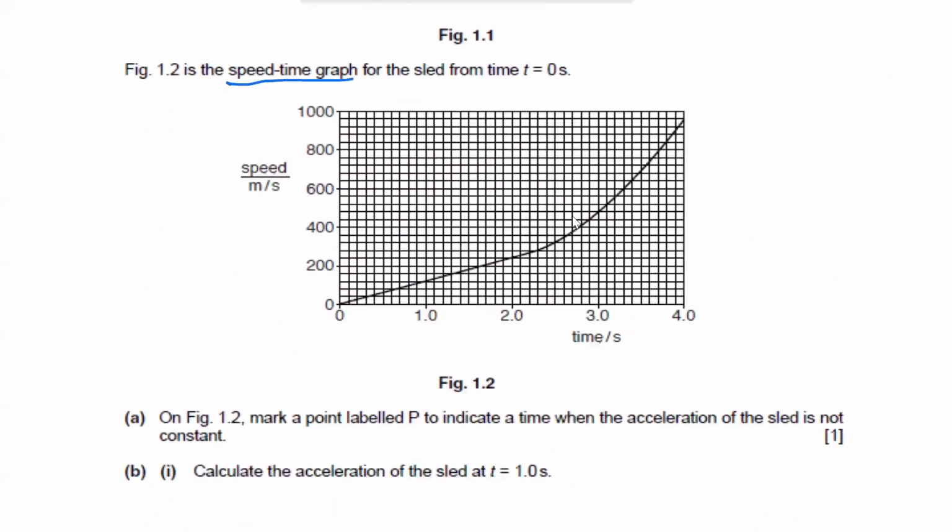This is a speed-time graph. I keep saying this over and over again, guys. You need to know what the gradient represents and what the area represents. As soon as I see it's a speed-time graph, the thought process should be: the gradient represents the acceleration and the area represents the what? Yeah, the distance traveled, right? So this one I established already.